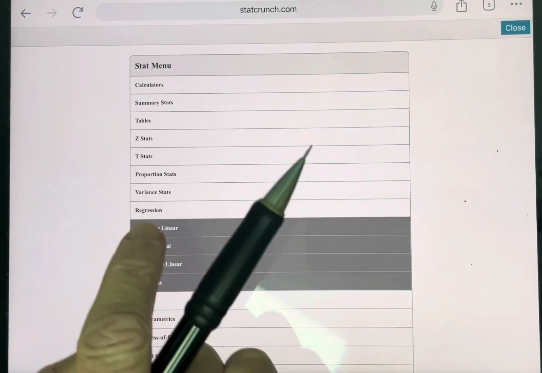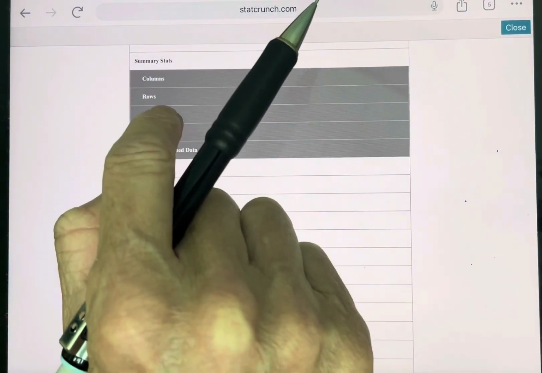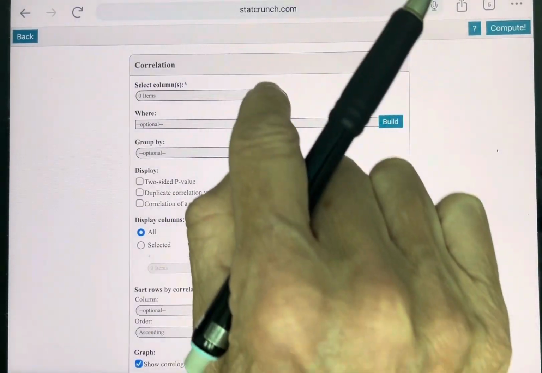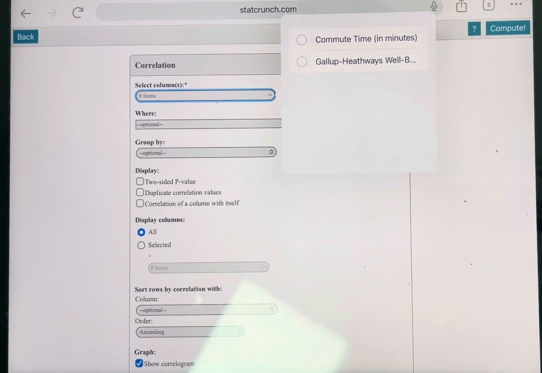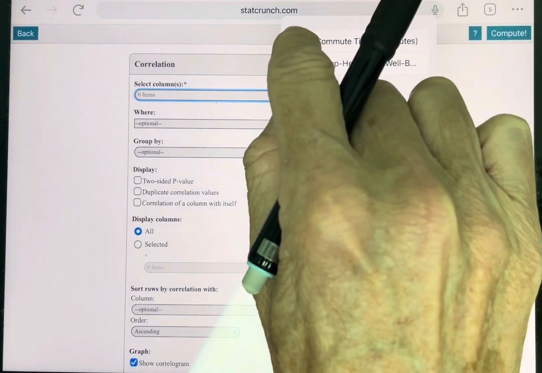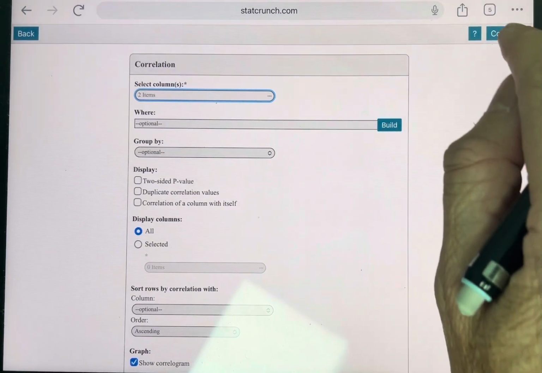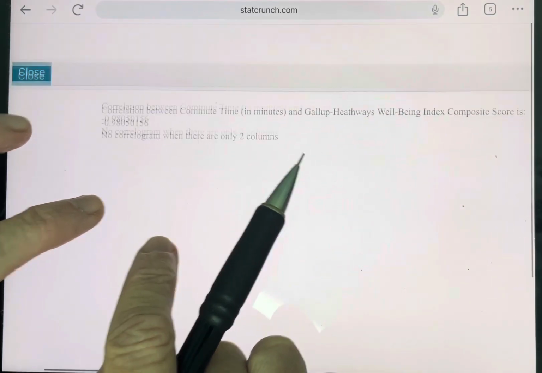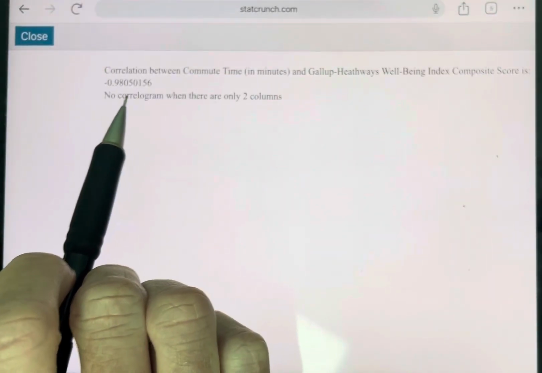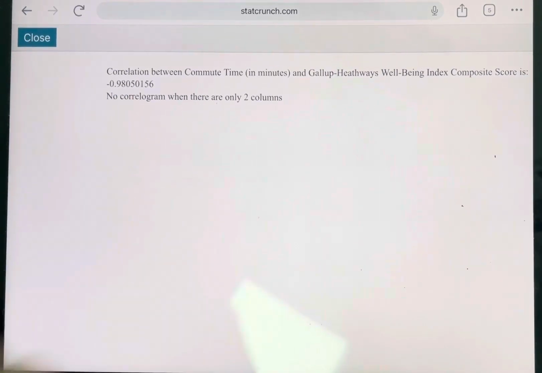So STAT, summary stats, correlation, here we are. And we need to select both columns in order to have it find a linear relation between the two. Okay, and we'll compute. Oh yes, I hit it twice. And we see that there is the correlation coefficient, -0.981 to 3 decimal places.